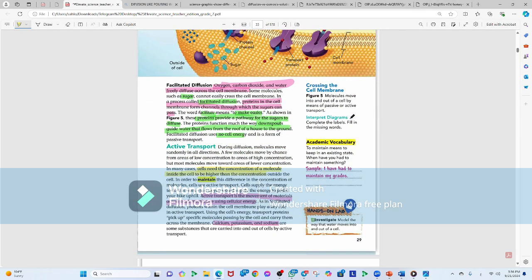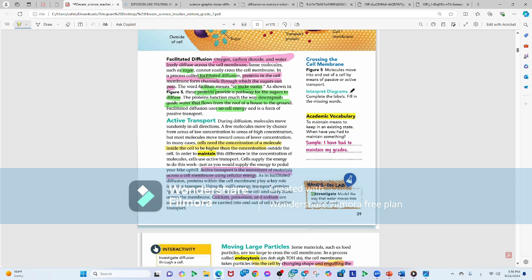The next one is active transport. Active transport is when the cell needs the concentration of a molecule inside the cell to be higher than the concentration outside the cell. When you use energy, substances like calcium, potassium, and sodium are carried into and out of the cell by active transport.